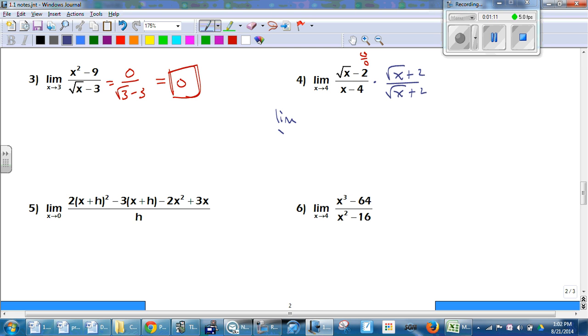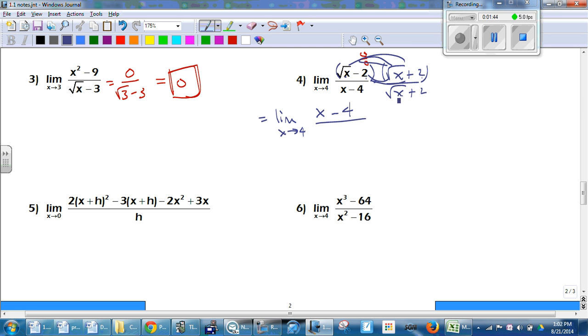So we end up with limit as x approaches 4. On top, when we distribute these, this is like the difference of two squares. Square root of x times square root of x, that's just going to give us x. Square root of x times 2, we get 2 square root of x, but then here we get negative 2 square root of x. So those are going to cancel out, just like the difference of two squares any other time. But then we multiply negative 2 times 2, that gives us negative 4. So we're left with x minus 4 on top.